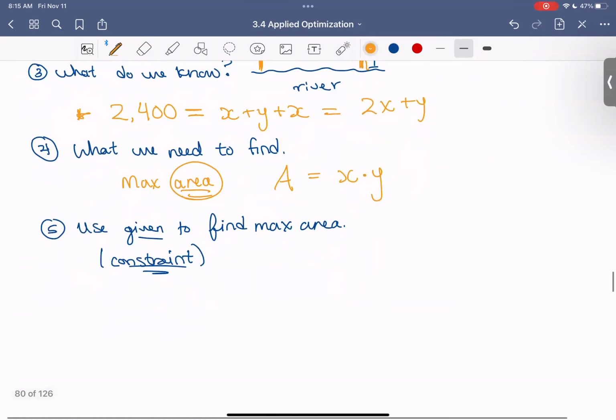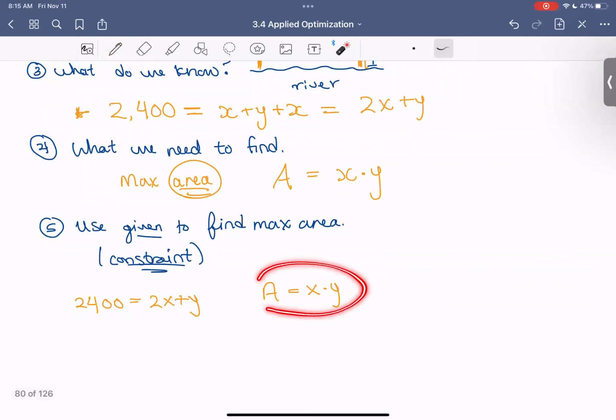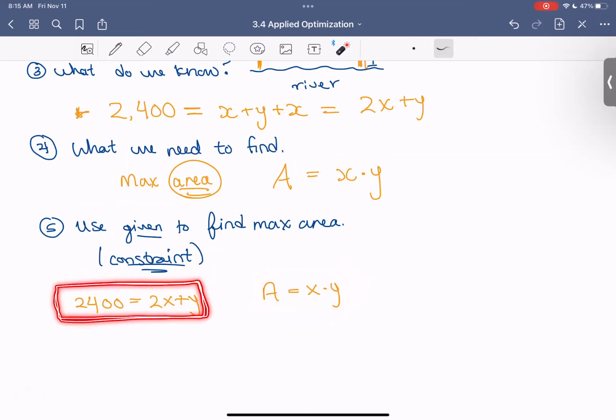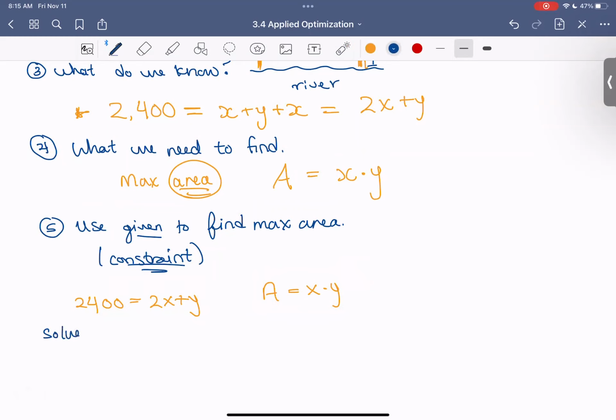So let's just combine those together. So I have the 2,400 equals 2x plus y, and I have A equals x times y. So if I want to find a maximum of area, then I can't have two variables in my function. Right now, area is a function of x and y. So notice this constraint, or this given, gives us a relationship between x and y. So from here, I can solve for x or y. Let's solve for y to find area in terms of just x.